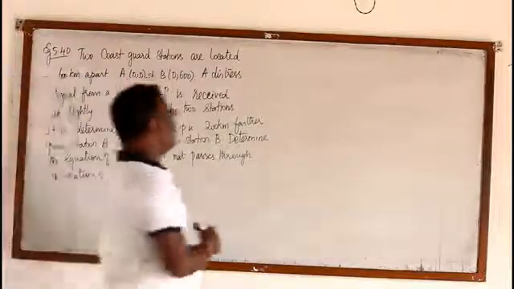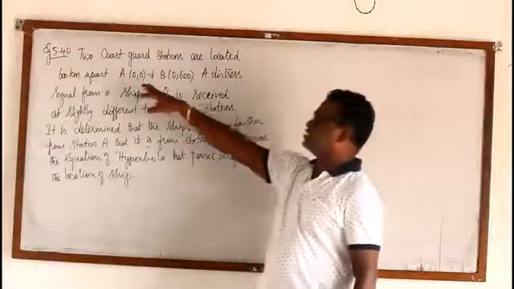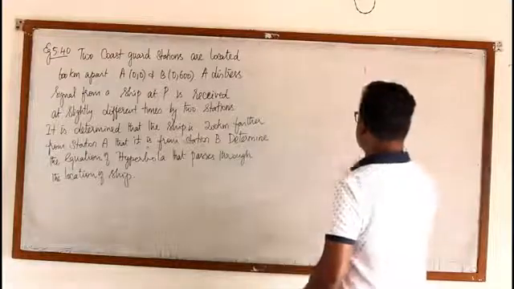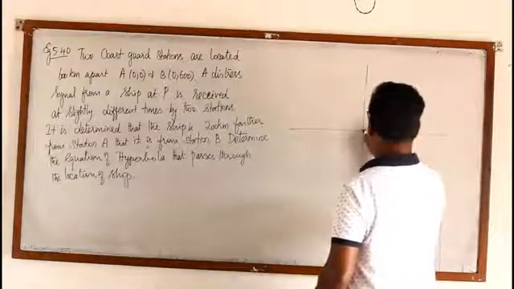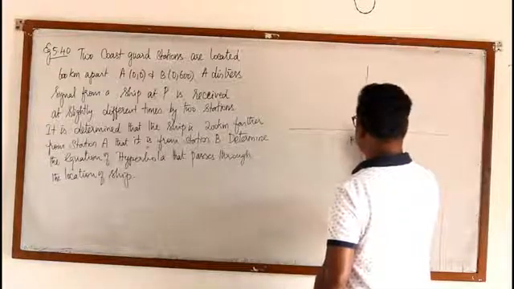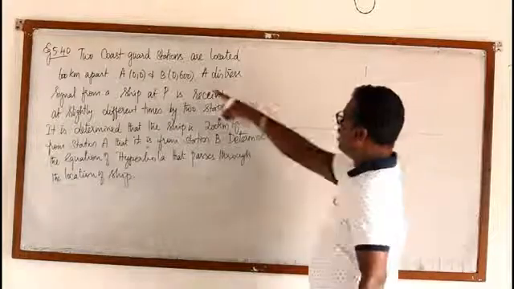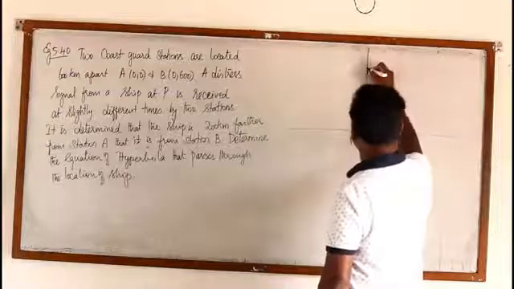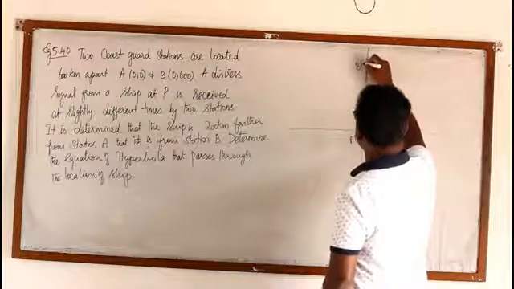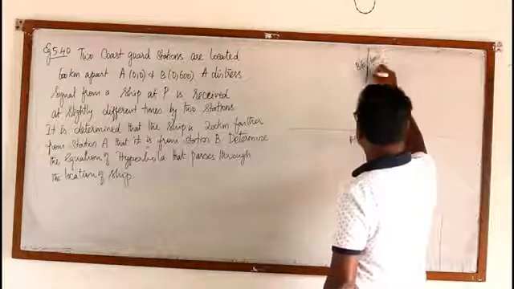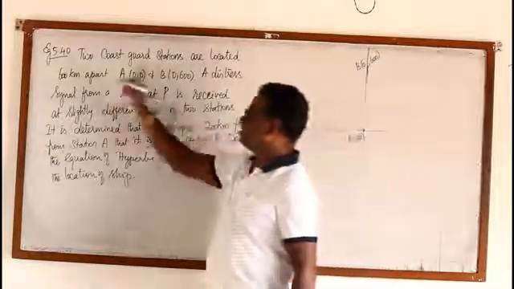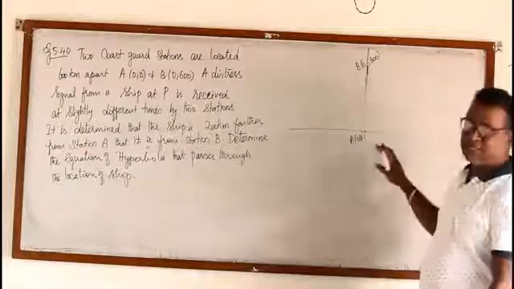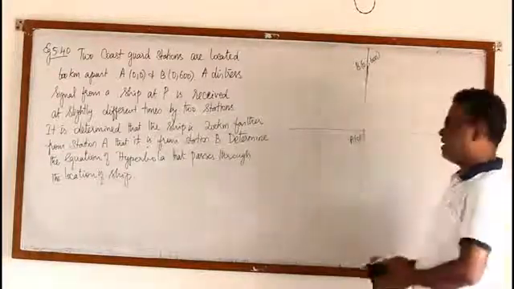So first of all, we shall go for these two stations. These two stations are fixed, isn't it? So one is at (0, 0). If I have a graph, A is (0, 0), and B is (0, 600), which means it is on the y-axis. So the distance between A and B is 600 km. These two points are fixed points.